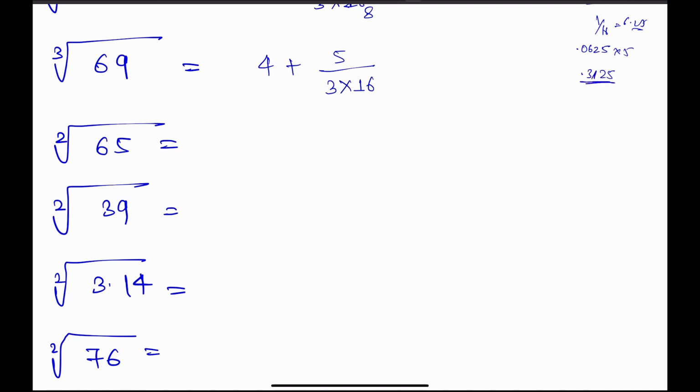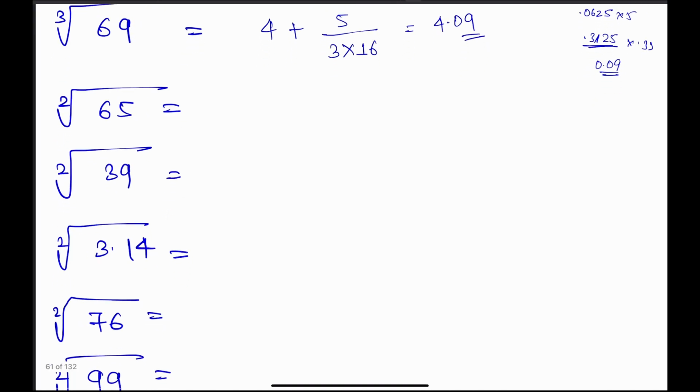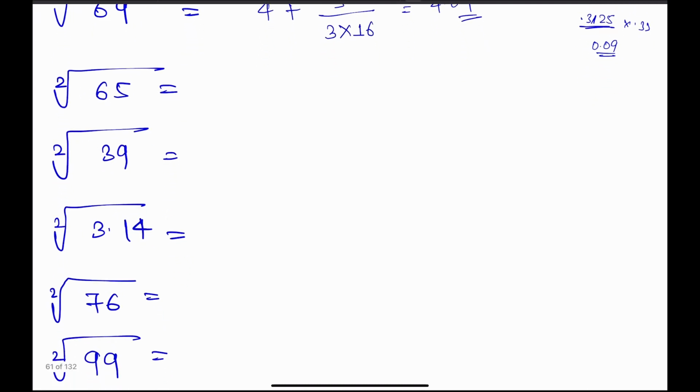Yeah, 0.3, I was correct. 0.3 into 0.3 is 0.09, so it will be something about 4.09. 65 again, more closer. 4 plus 1 by 3 into 16. So 1 by 16 is what? 0.625 and 0.33. So it will be 18, but then 18. So 4.018.